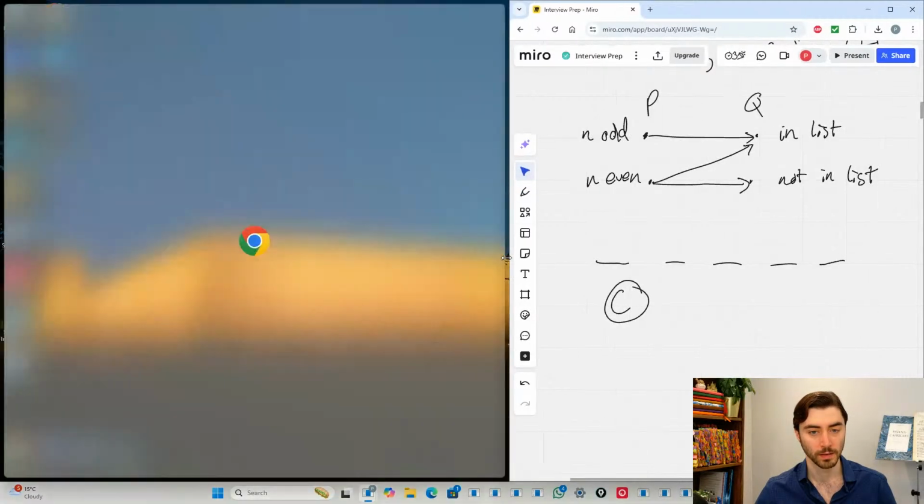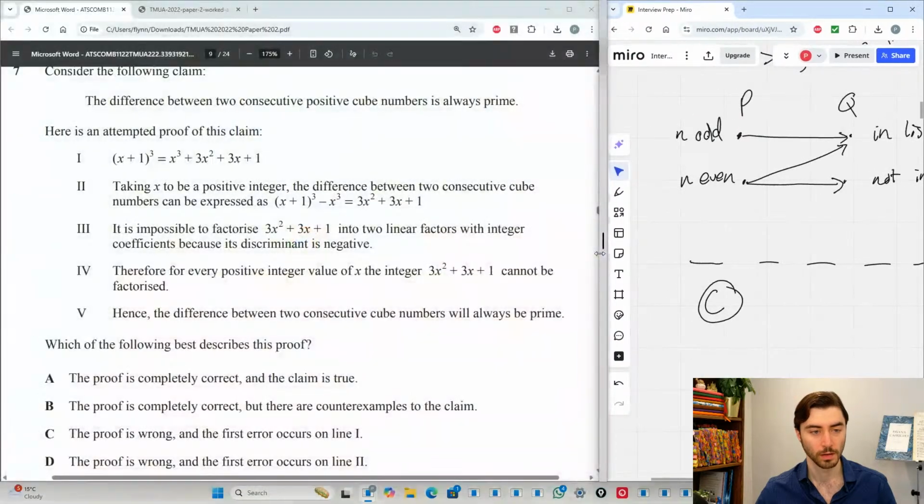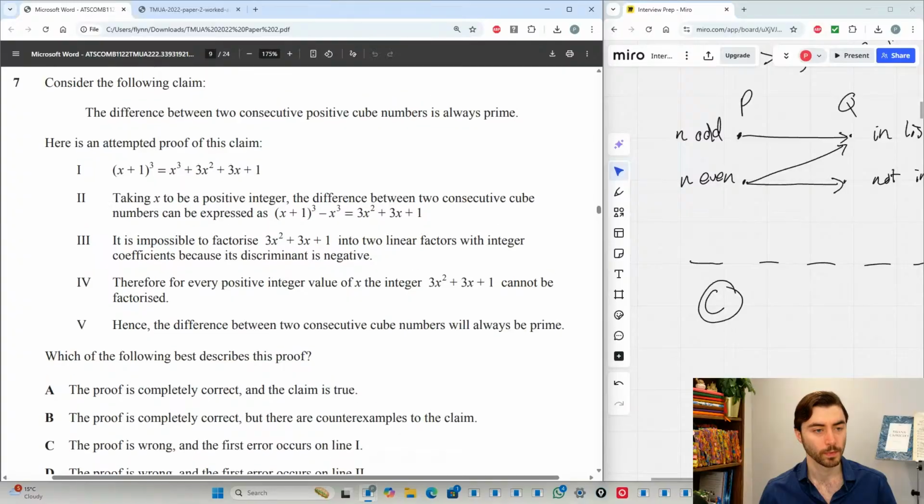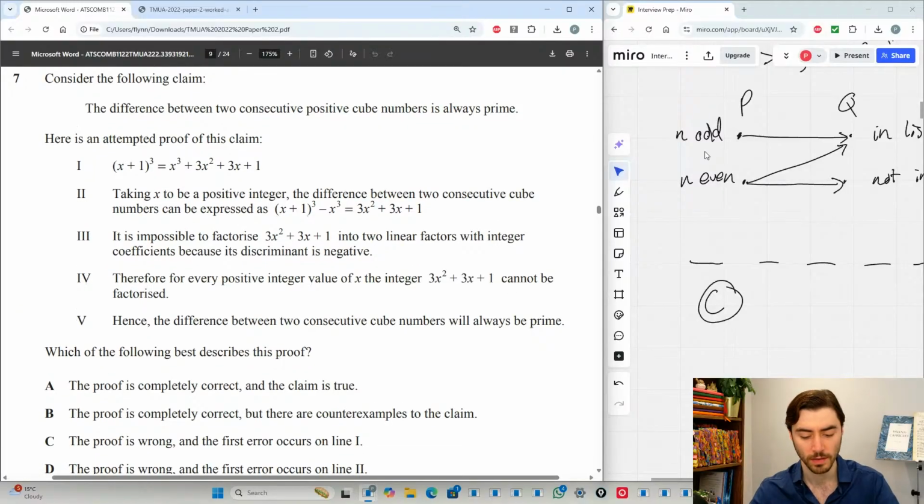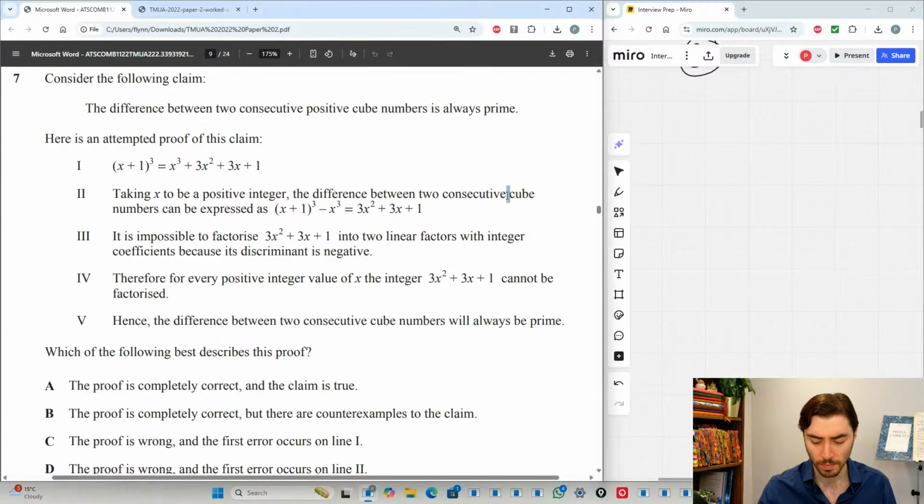Okay, let me give myself a bit more. Okay. The difference between two consecutive, how am I doing on time? Good. Not even 15 minutes in yet. Great. But I don't want to get complacent.